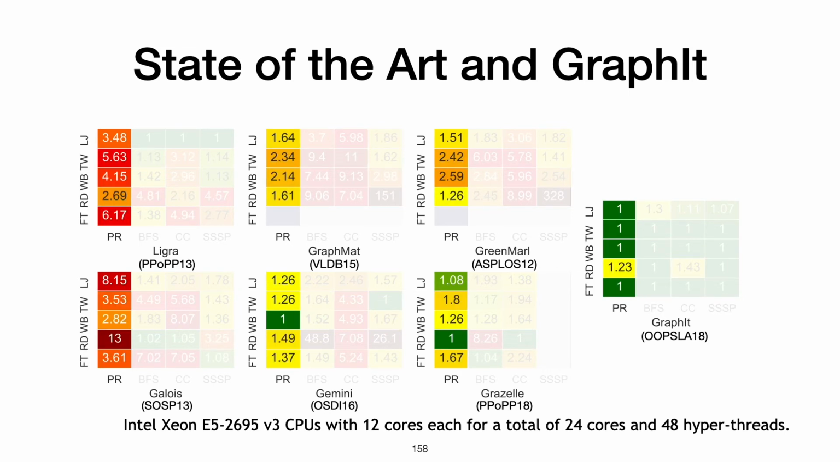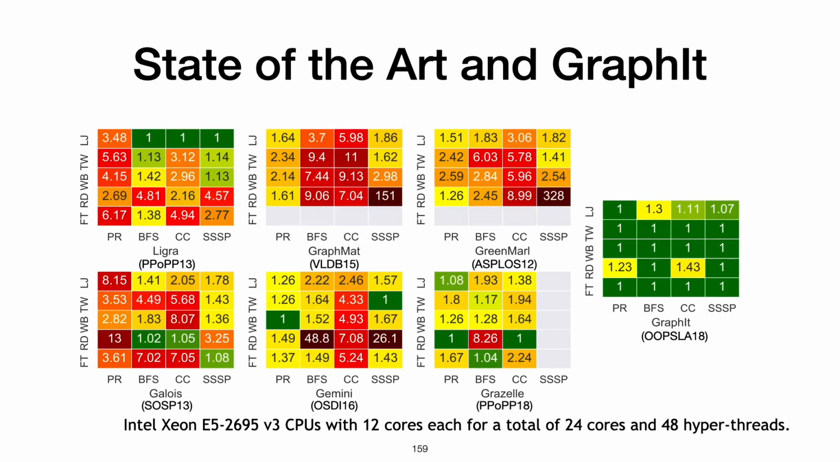But how about other graphs? Things like the Twitter graph, web graph, road graph, and Friendster graph. What we are showing here is that even for the same applications, some systems do very well on certain types of graphs but not so well on other graphs, because they have limited optimizations. Whereas GraphIt is doing pretty well.